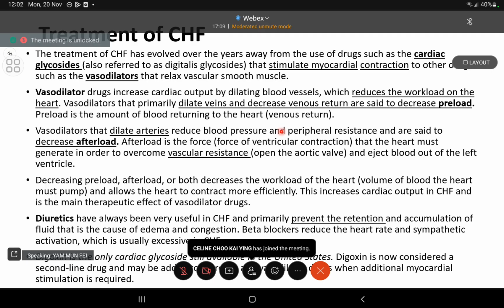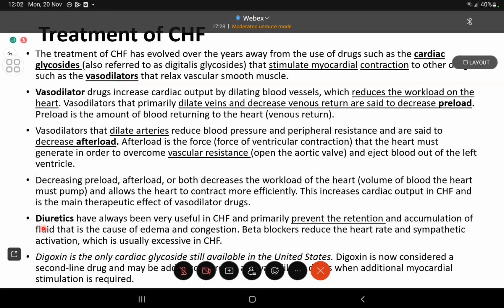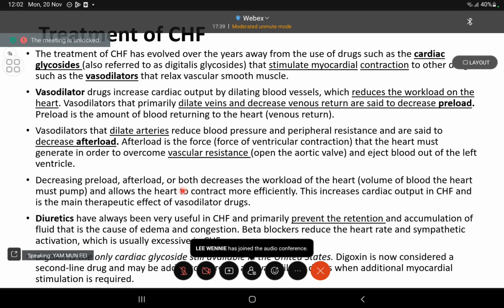So for treatment, basically there are three types of drug normally we are going to select for this CHF. CHF refers to chronic heart failure. The first drug we are going to discuss is cardiac glycoside. Second drug is vasodilator, and then third drug is diuretic. Especially for diuretic, we are going to focus on three types only, because diuretic has more than three types. For this topic, we're going to focus on three types, because only these three types are commonly used for CHF.